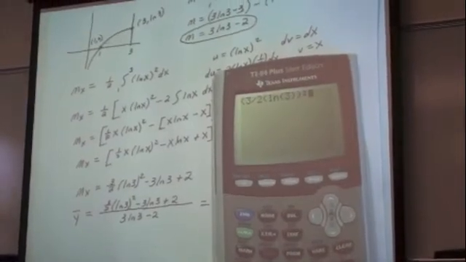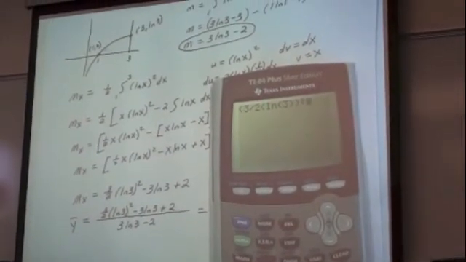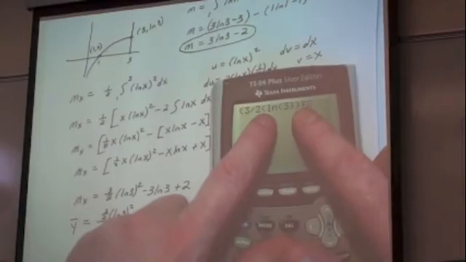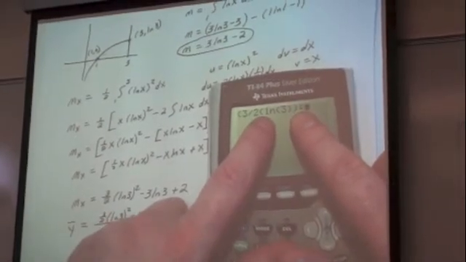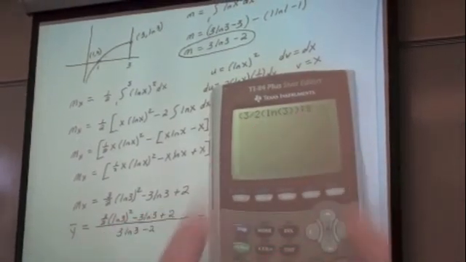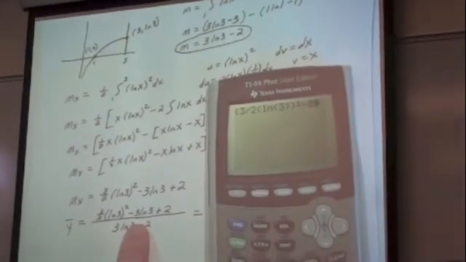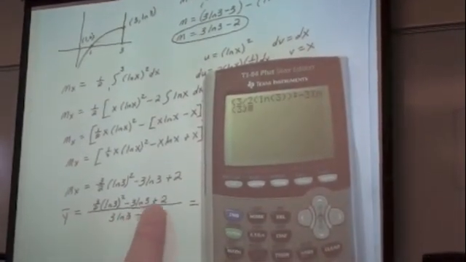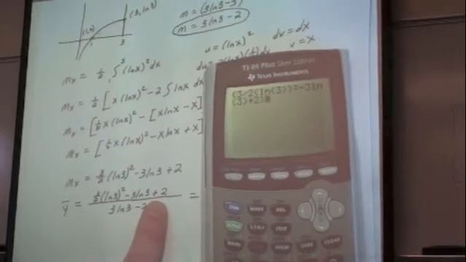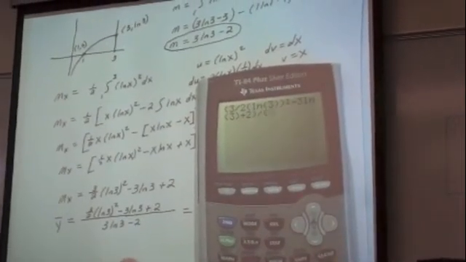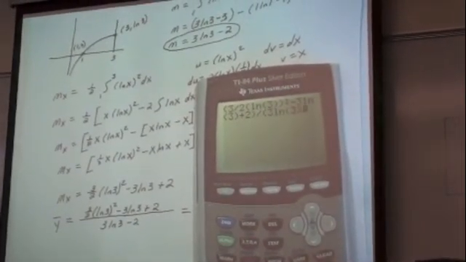And you have to make sure to close the natural log and close the group that the natural log is in, and then square it. So you have to make sure that that's right. Yeah, that's right. Minus 3 ln 3, close, plus 2, close, divided by the group, 3 ln 3 minus 2.